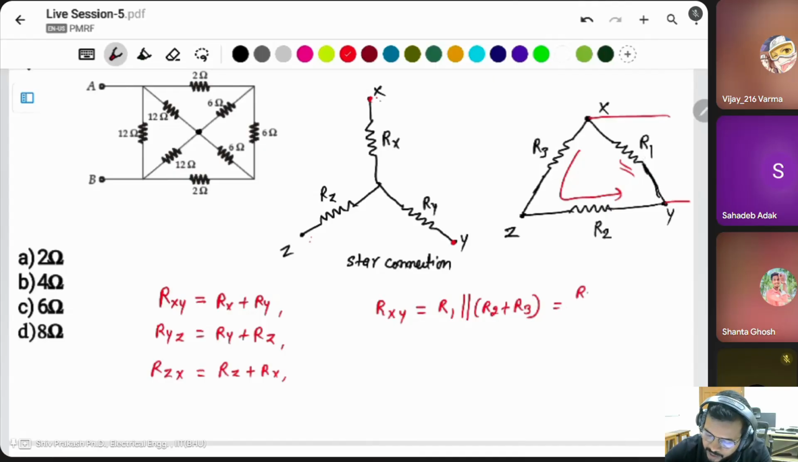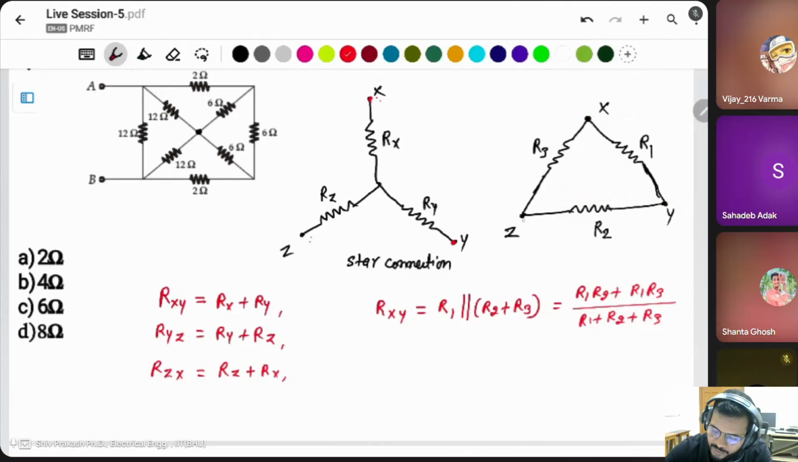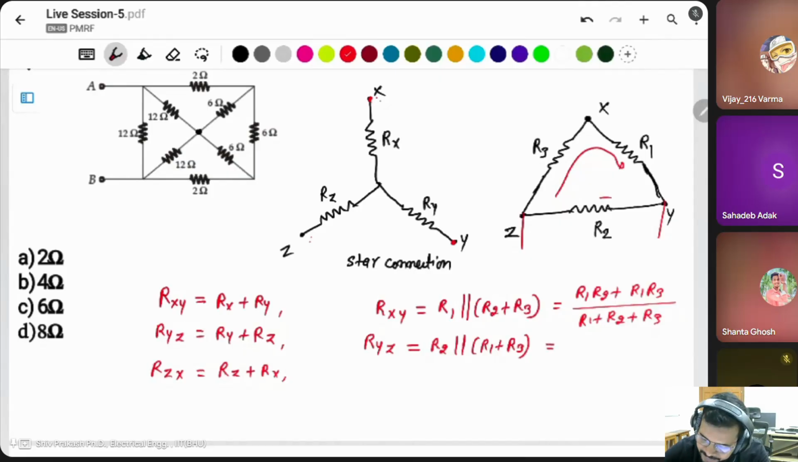And this will be equal to R1 R2 plus R1 R3 divided by the summation of all, R1 plus R2 plus R3. If you find the parallel combination of these two, same thing you can apply from here also. These two in series with parallel of R2, RYZ is equal to R2 parallel of R1 plus R3. This will be R1 R2 plus R2 R3 divided by R1 plus R2 plus R3.